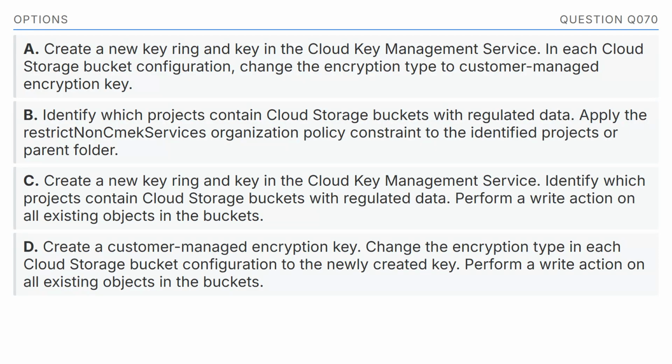The options are: Option A, create a new key ring and key in the Cloud Key Management service. In each cloud storage bucket configuration, change the encryption type to customer-managed encryption key. Option B, identify which projects contain cloud storage buckets with regulated data. Apply the Restrict Non-KMS Services Organization Policy constraint to the identified projects or parent folder. Option C, create a new key ring and key in the Cloud Key Management service. Identify which projects contain cloud storage buckets with regulated data. Perform a write action on all existing objects in the buckets.